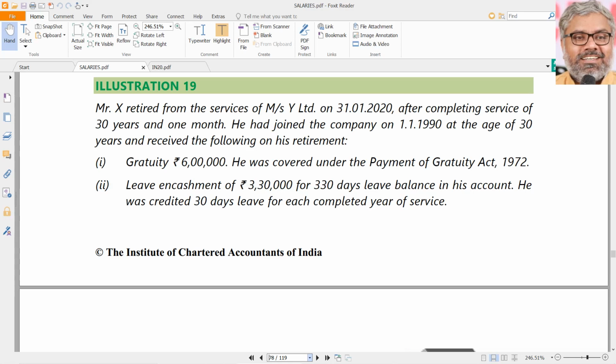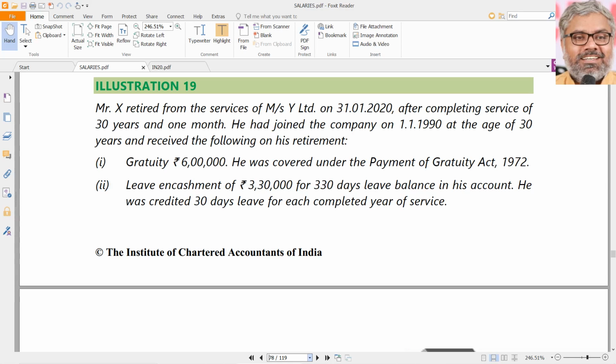And he has completed 30 years and 1 month. Anyway, it doesn't matter, the 1 month. We don't have to worry whether it matters or not, because it is not exceeding 6 months. So 30 years is his number of years of service. And he joined the company on 1/1/1990 at the age of 30 years, that is not required. If at all, to know his current age, that might be useful. Otherwise, that is unnecessary information for us.